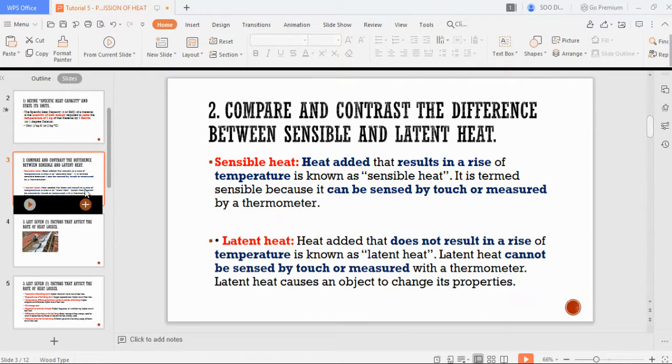Okay, so for question number 2, you have to compare and contrast the difference between sensible and latent heat. Sensible heat is heat added that results in a rise of temperature, and latent heat is heat added that does not result in a rise of temperature. So this is the difference between these two.